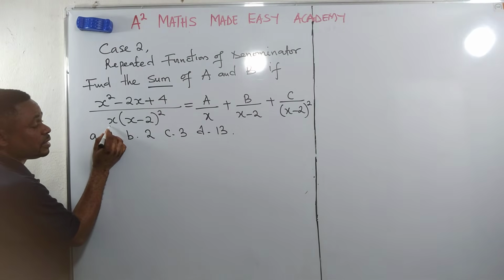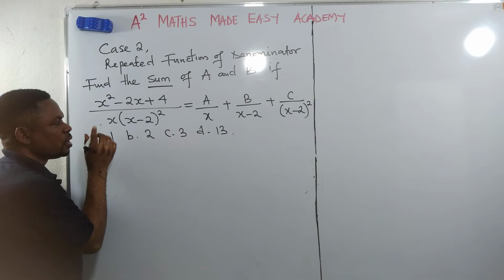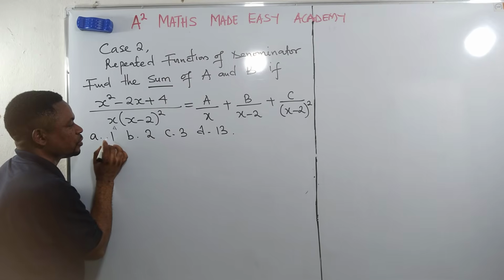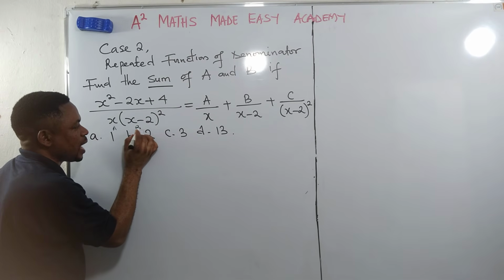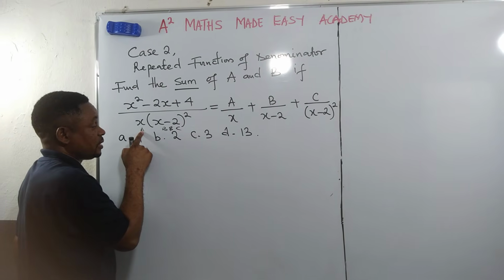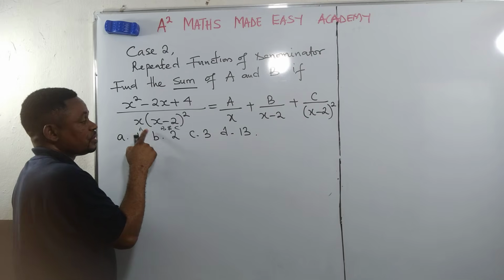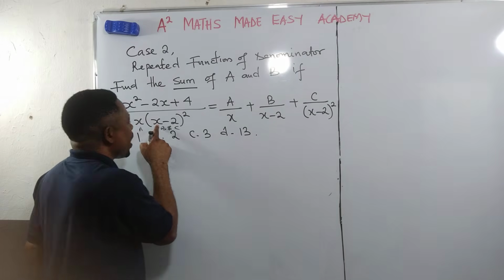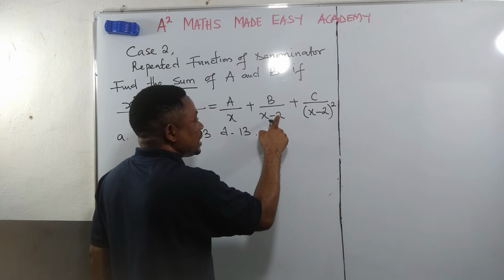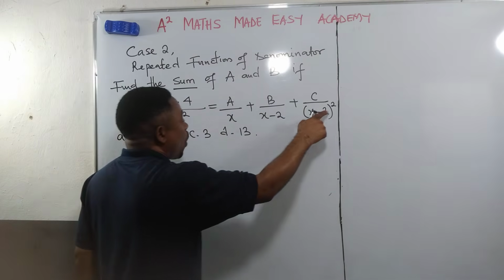This is called a linear function, and this is called a repeated function. Here, the highest power is 2. Now, what you do, give this one A first. So these two now become B and C. Can you see exactly how they generated it? We start with A over the first one, which is x. Then the next one is plus B over (x minus 2), and the last one is plus C over (x minus 2) all squared.